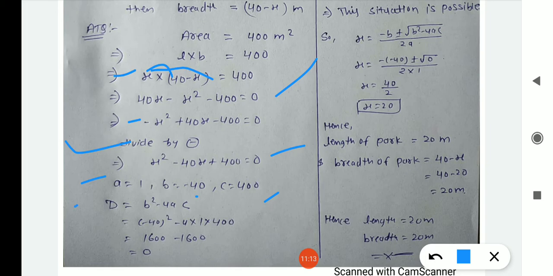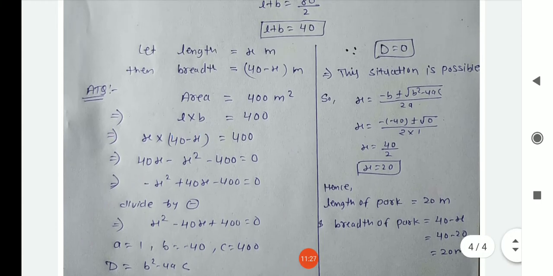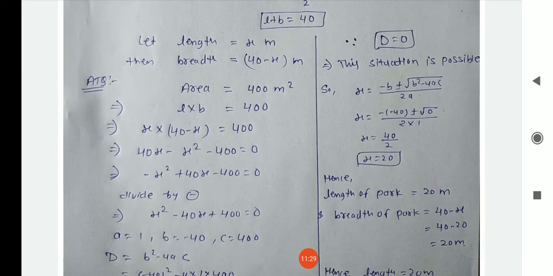Now I check the discriminant D equal b square minus 4ac. So it becomes minus 40 whole square minus 4 into the value of a is 1 and the value of c is 400. So here 1600 minus 1600 equals 0. It means since D is equal to 0, the situation is possible, because when D equals 0 you have real and equal roots. So now I calculate x equal minus b plus minus under root b square minus 4ac upon 2a. So x equal minus (minus 40) plus minus under root of b square minus 4ac, which we calculated is 0, upon 2 into 1. So x equal what? 20.